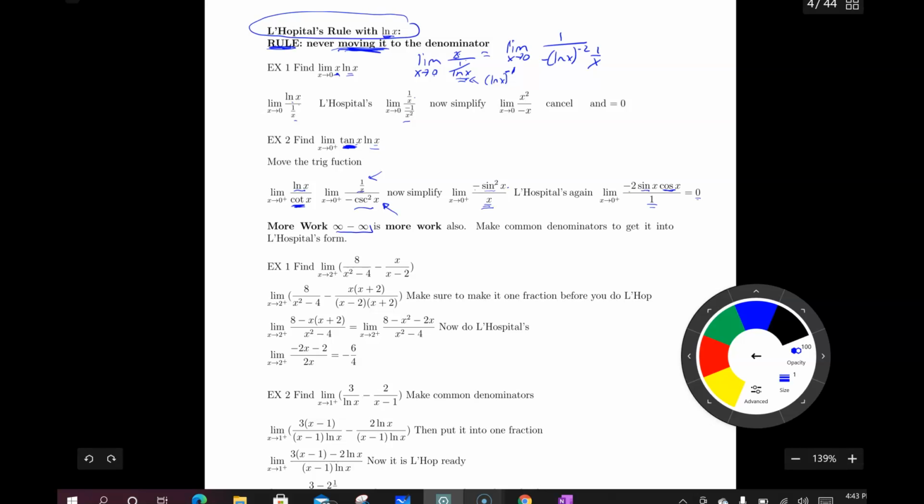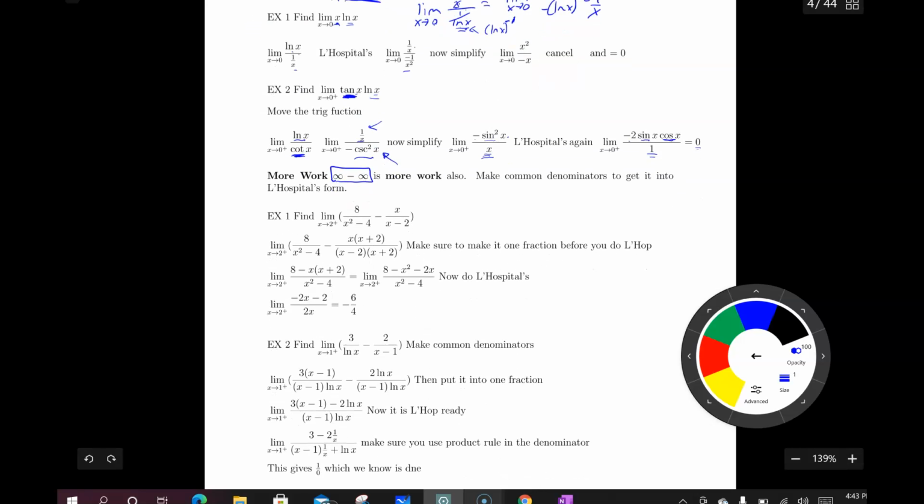Okay, so let's talk about another category that I've got, which is infinity minus infinity, yet another indeterminate form. So what we need to do is make common denominators so that we can get it to L'Hopital's. And remember, in order to use L'Hopital's, it has to be 0 over 0 or infinity over infinity. So you can't use subtraction. So I can see that if I plug in 2, I do get 8 over 0 minus 2 over 0. So it is infinity minus infinity.